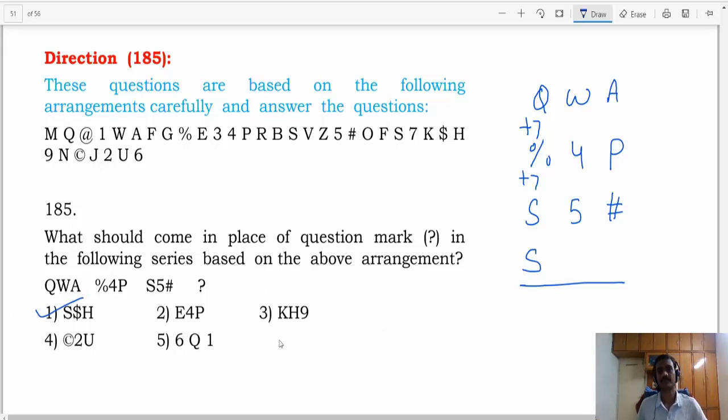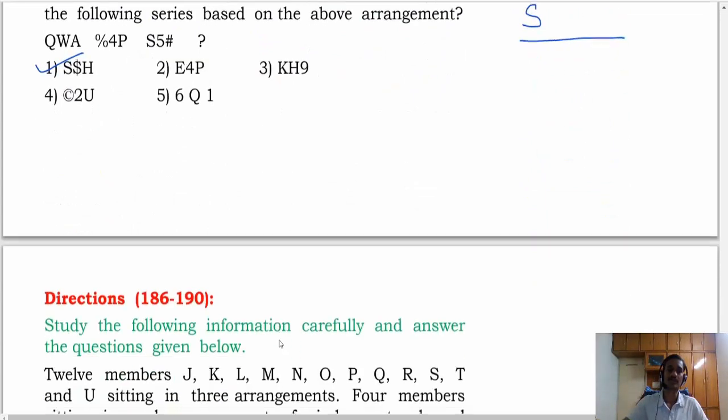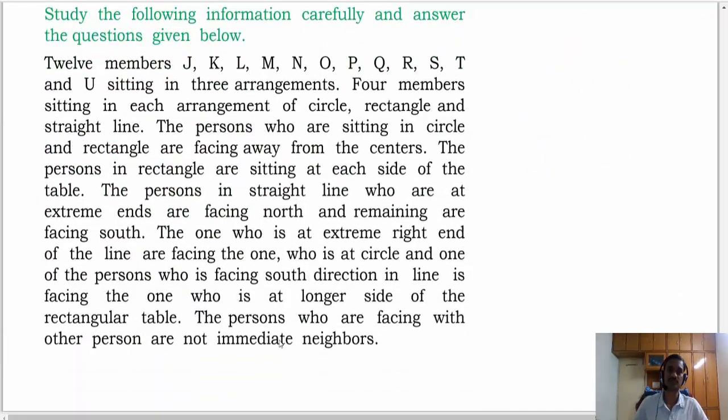ఓకే, 185. Then 186 to 190, 12 members were there. J K L M N O P Q R S T and U, J to U. అది ఎప్పుడు చెక్ చేసుకోవాలి, మధ్యలో ఒక్కొక్కసారి ఒక్కొక్క లెటర్ మిస్ చేసే ఛాన్స్ ఉంటుంది. Then 4 members sitting in each arrangement. How many arrangements we have?